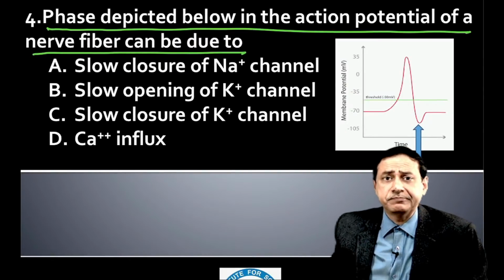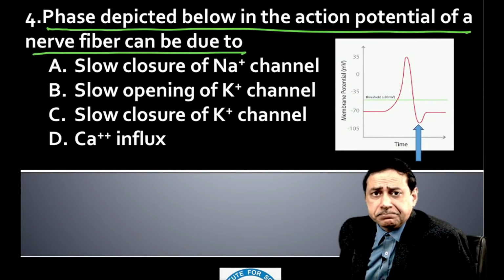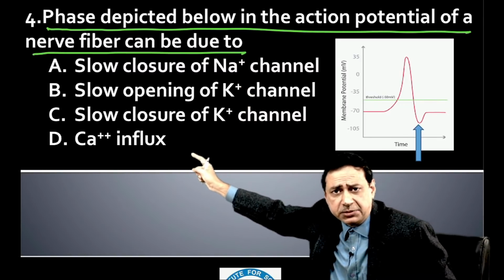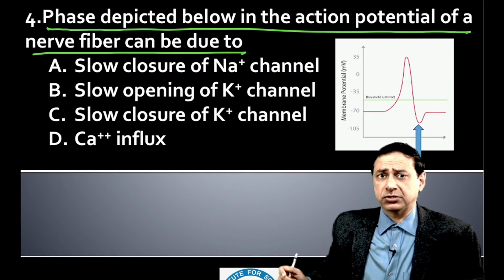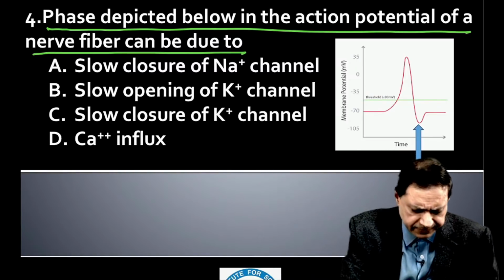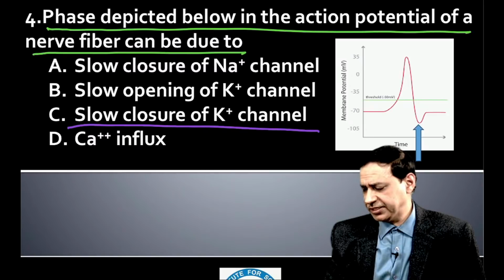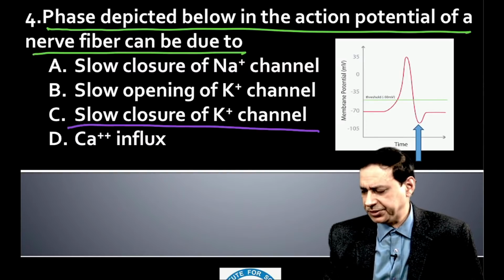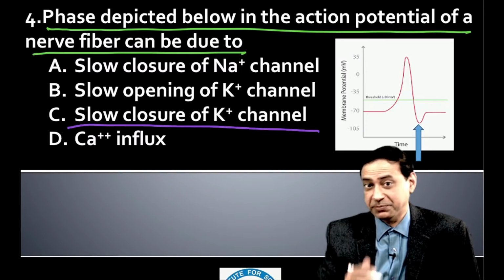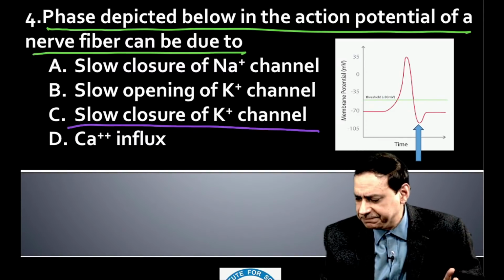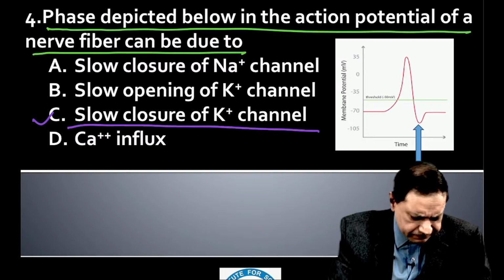See the choices here. What is the answer? Closure of sodium channel, slow opening of potassium channel, slow closure of potassium channel, calcium influx. This is the answer here: slow closure of potassium channel, C. Hyperpolarization, we can also call it after hyperpolarization. Dr. Ravi Sharma, after hyperpolarization is a better term. C is the answer here.